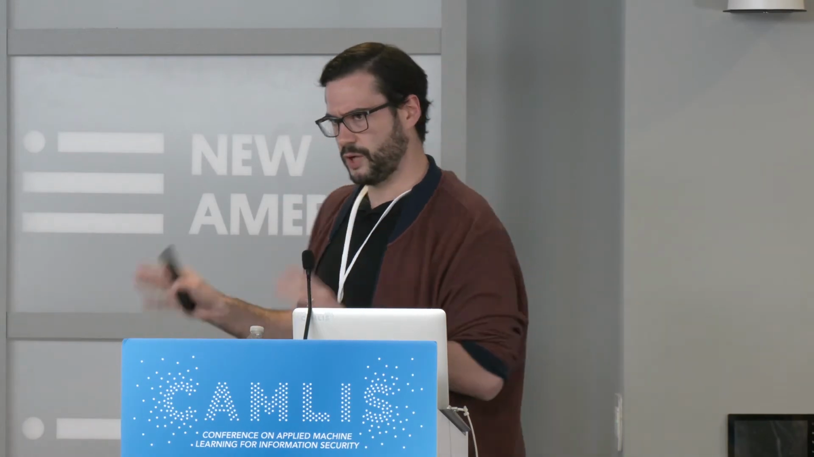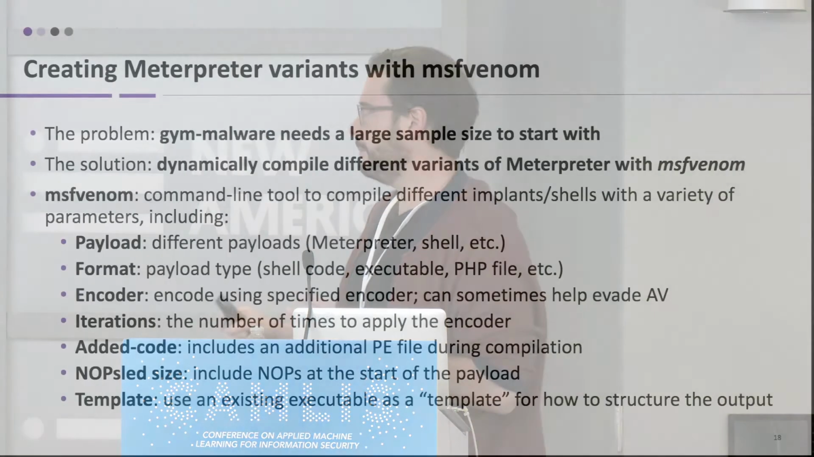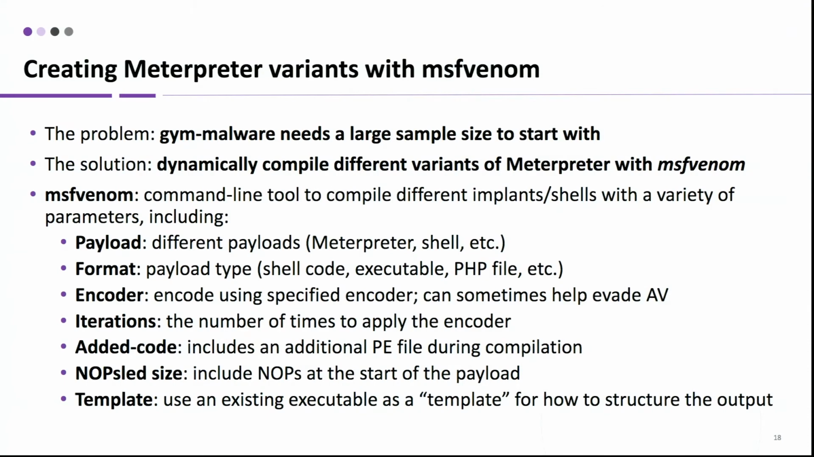So one of the problems with this whole idea is, well, gym-malware needs a large sample size to start with. You can't just say, here's one copy of Meterpreter, go train on that. You need lots of data. And so the solution was to dynamically compile different versions of Meterpreter with msfvenom, where msfvenom is a command line tool that comes by default in Kali, or at least it used to, to compile different implants or shells with a variety of parameters.